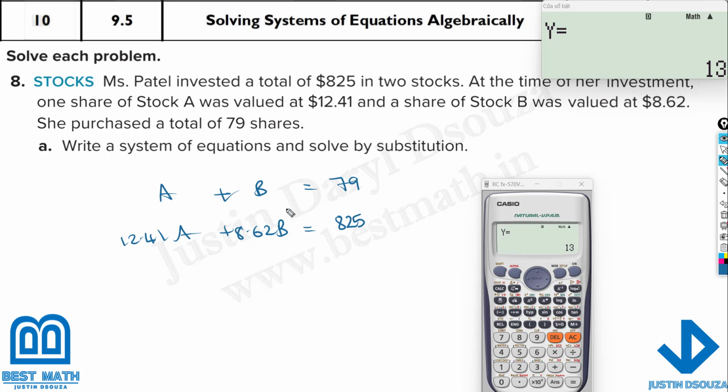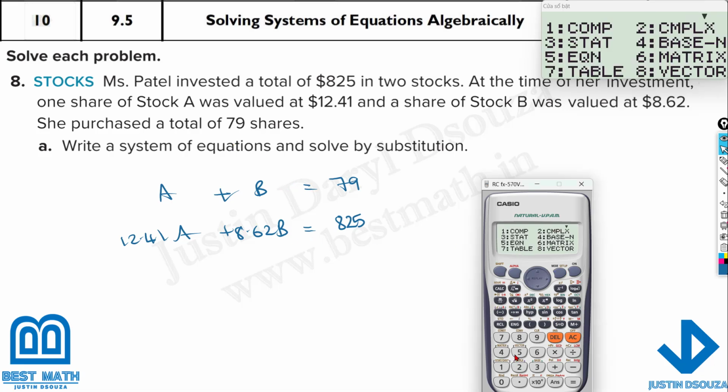So these are the two simultaneous equations we can form. How do we form it? Look at this. The money for stock A plus the cost for stock B is equated to the total cost itself. Now we know it's stock A and B that are added up. How many shares are they in total? It's 79. So this is how we write these simultaneous equations.